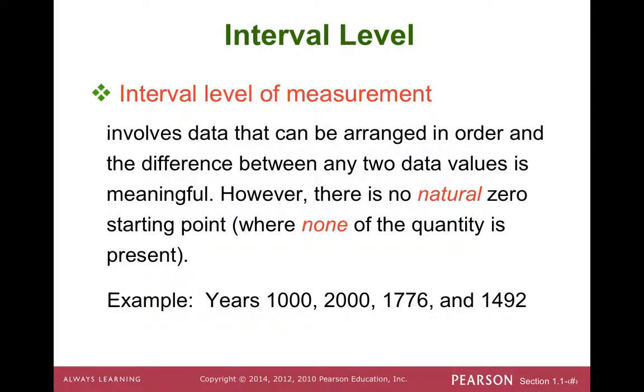Then we have interval measures, which are numbers that don't have a natural zero starting point. For instance, years don't have a natural zero, because even the year zero wasn't the actual beginning of time. Temperature doesn't have an actual zero, because 0 degrees Fahrenheit is not the beginning of temperature.